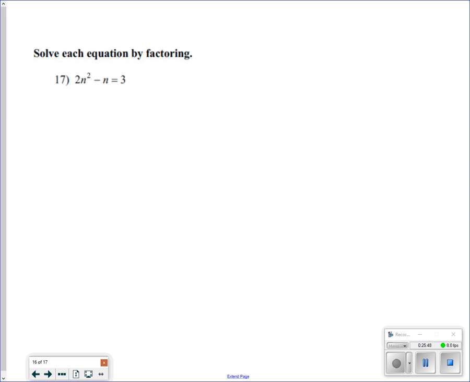It always has to equal 0. So this is the first time that we haven't had it equaling 0. So the first thing I need to do is rearrange the terms by subtracting 3, so that it's now on the other side of the equation.